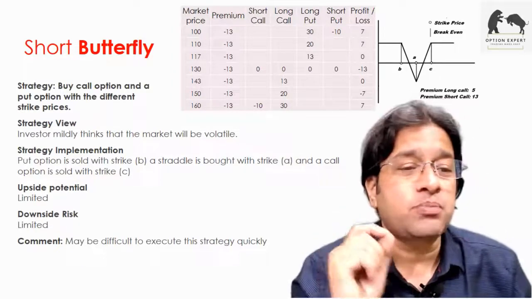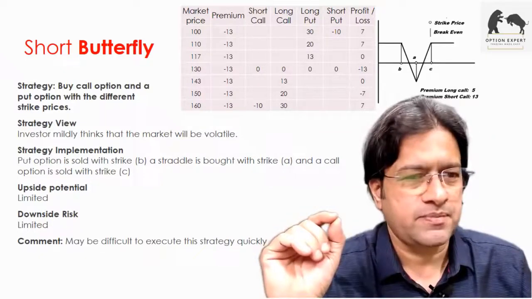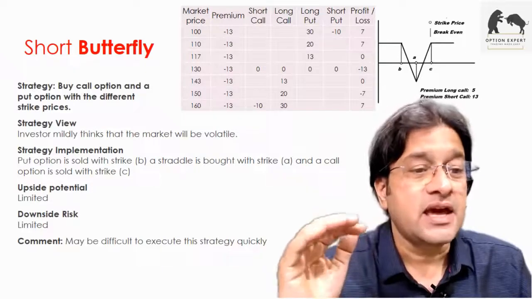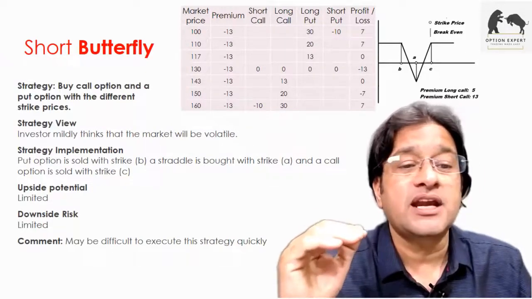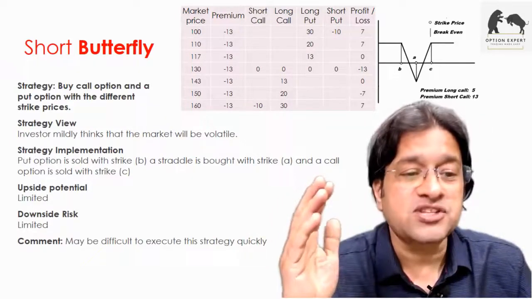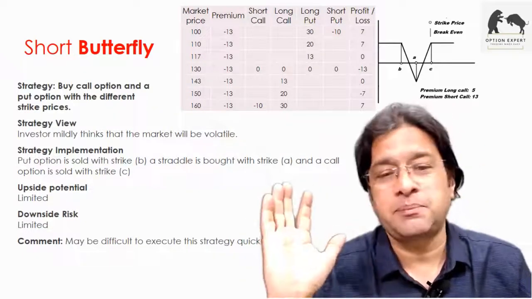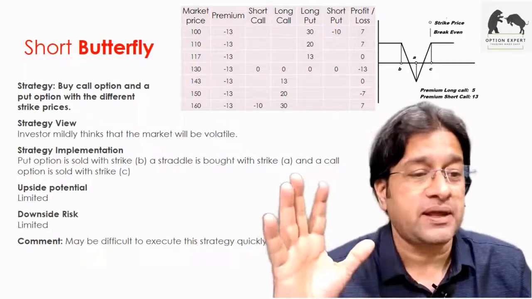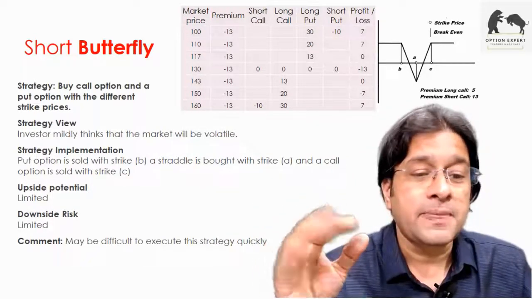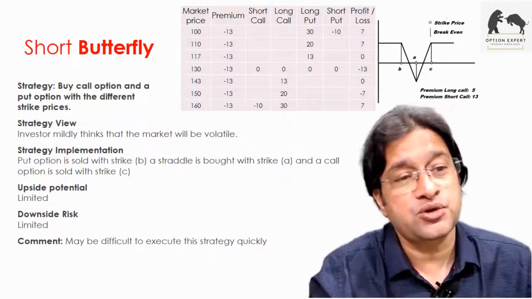Now, there is something called a short butterfly. Here you buy a call option and a put option with a different strike price. This we have already seen. The investor mildly thinks that the market will be volatile. A put option is sold at a particular strike price, a straddle is bought at a strike, and then call options are sold at a particular strike. These are the three actions happening. Upside potential is limited, and downside is also limited. It might be a little difficult to execute in a short period, or if you're uncertain.